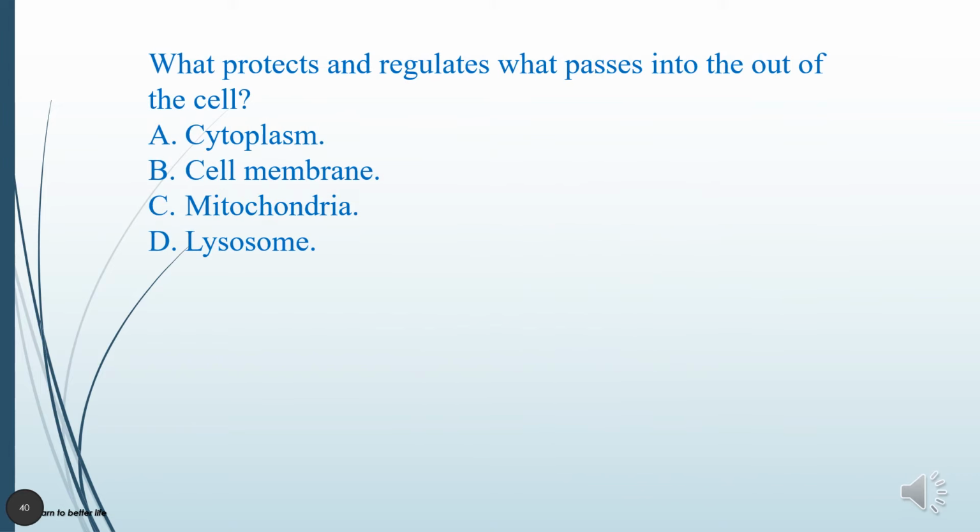What protects and regulates what passes into and out of the cell? A. Cytoplasm. B. Cell membrane. C. Mitochondria. D. Lysosome. The answer is B. Cell membrane.